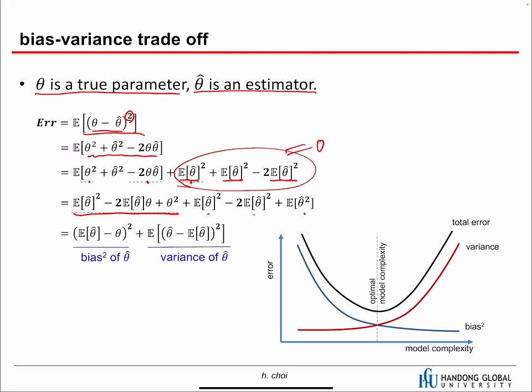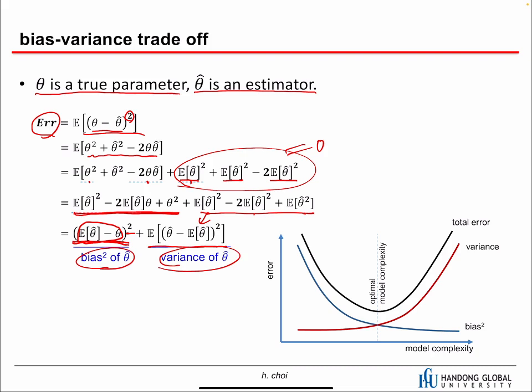Okay. Then if we look at this one, we can rearrange it into this term. And this one will be like this. Okay, then if we look at this term, this one is a bias, and this one is a bias square. And this one is the variance of theta hat. So this error is actually bias square plus variance.